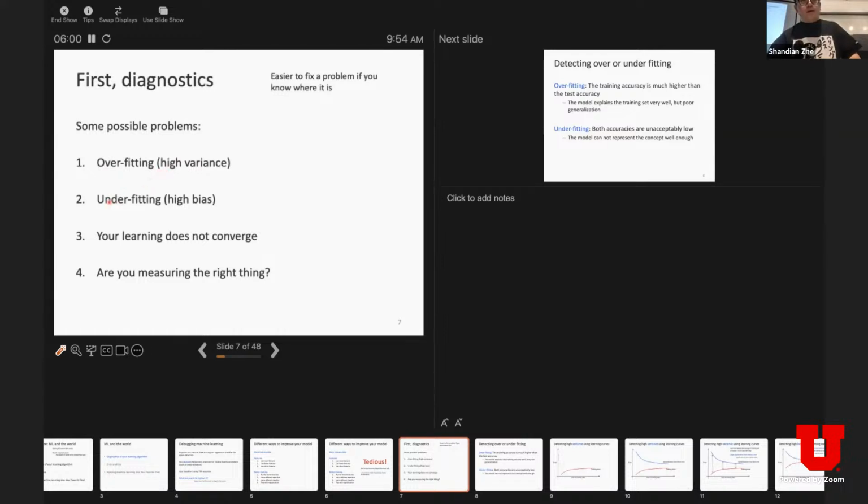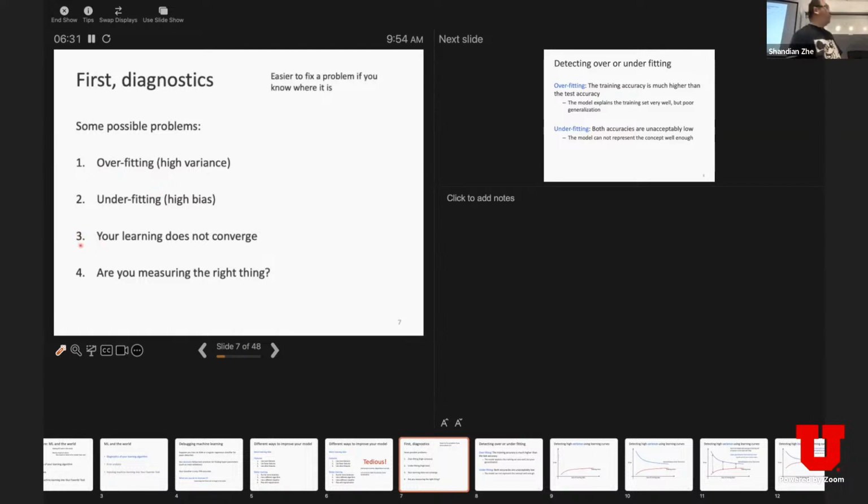The second possible problem could be underfitting. Underfitting means that your model is not powerful enough, not expressive enough to capture the complicated shape of your target function. For example, for a highly nonlinear function, if you use a linear regression or linear classifier to learn it, you won't expect super high prediction accuracy. In that case, that means your model has high bias.